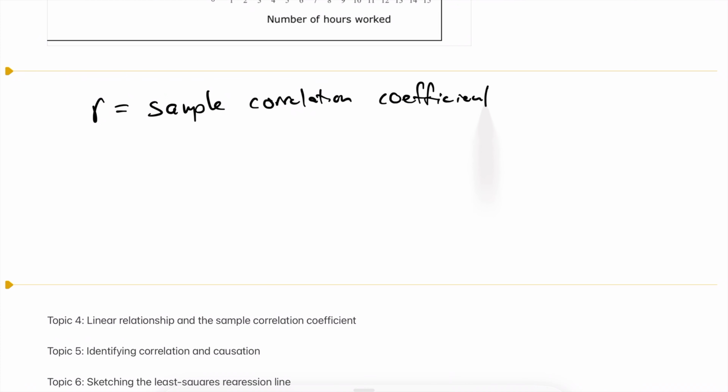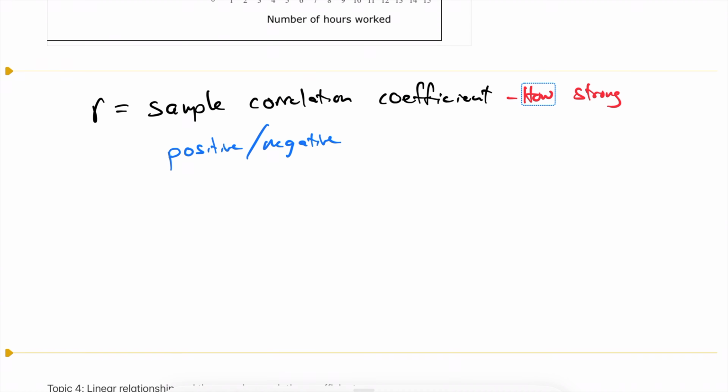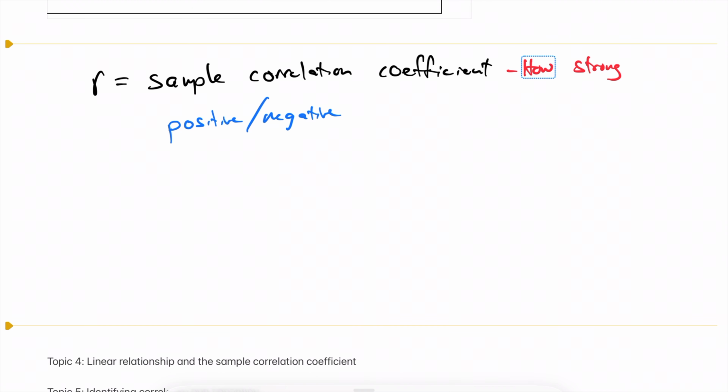To denote what the sample correlation coefficient is, when they have R like this, that is what we're looking for. R is either going to be positive or negative. It tells us how strong of a correlation it is, okay? The weird thing about R is it can be negative or positive, okay?